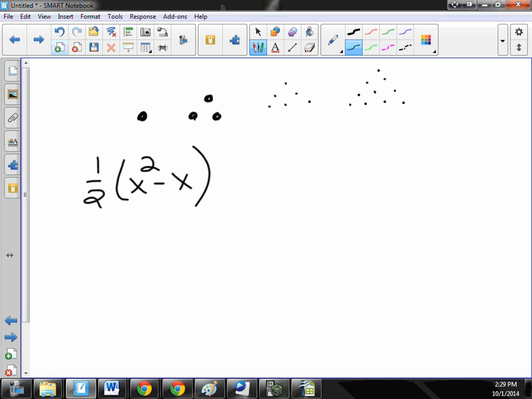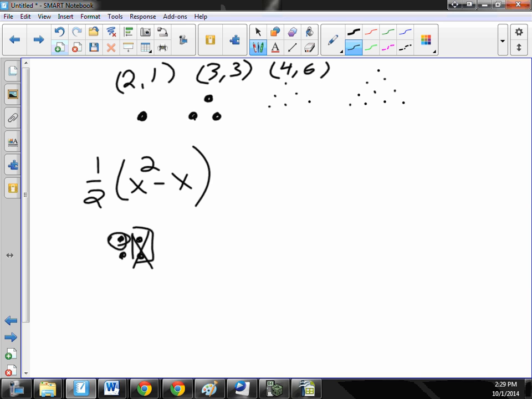So the equation is 1/2 x squared minus x, right? And this point is 2, 1, 3, 3, 4, 6, and so on. So we could build this exact equation just from the dots. 2 squared would look like this, right? But I need to subtract off 1x, which is, get rid of those, and then cut it in half, and I get that.